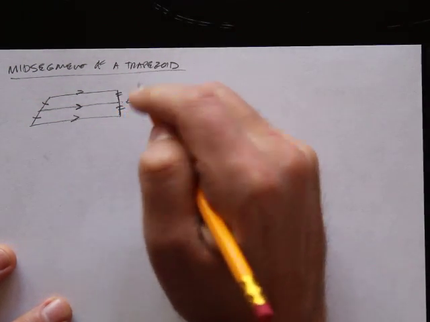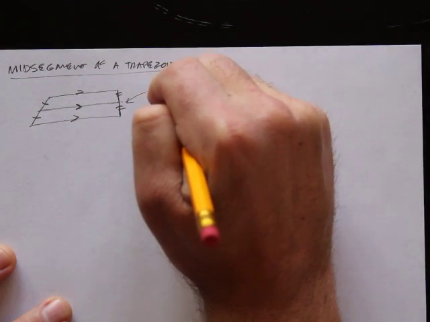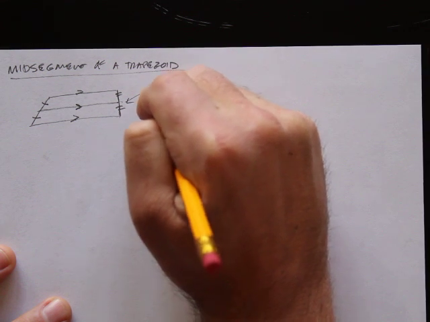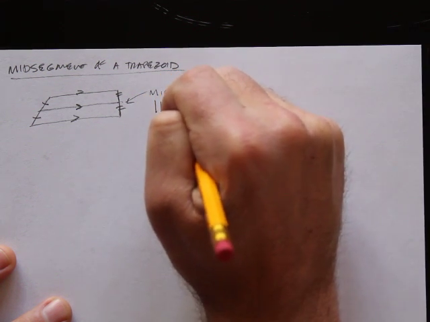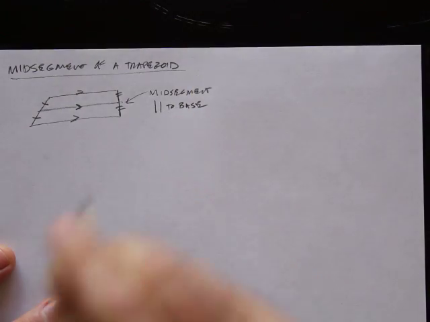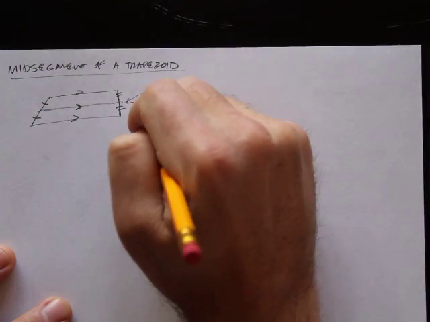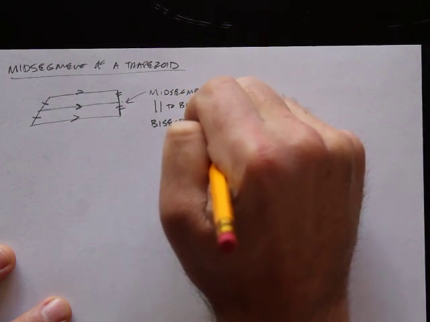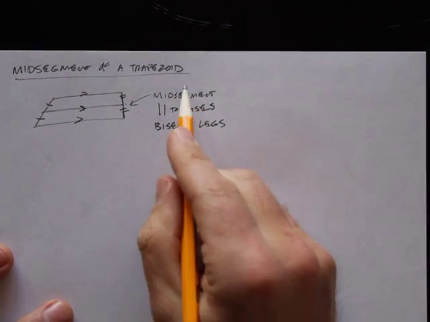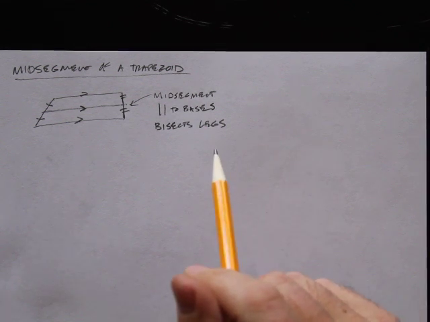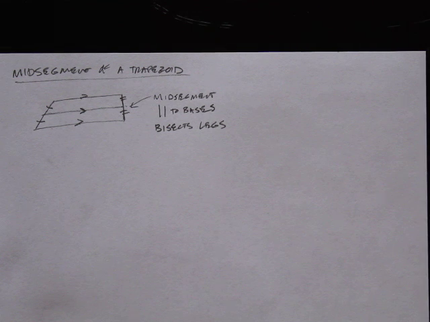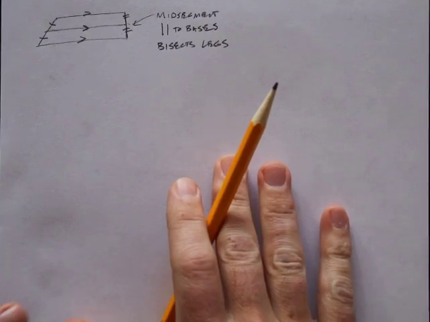So notice the mid-segment is parallel to the bases and bisects the legs. So that's information to just put in your brain. And we are going to move on to kites, and then we'll be done with chapter 6.